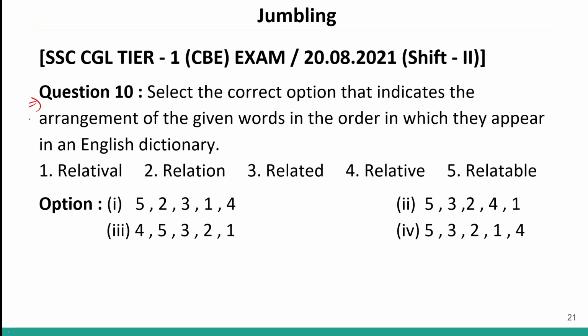Question number 10. Relatable, relation, related, relative, and relatable. So I can see that RELA is common in all. So the first four letters are common in all. So we'll move on after this letter. Correct? Over here we have T, which is 20. Here we have T, again 20, 20. Okay, so RELAT is common in all.